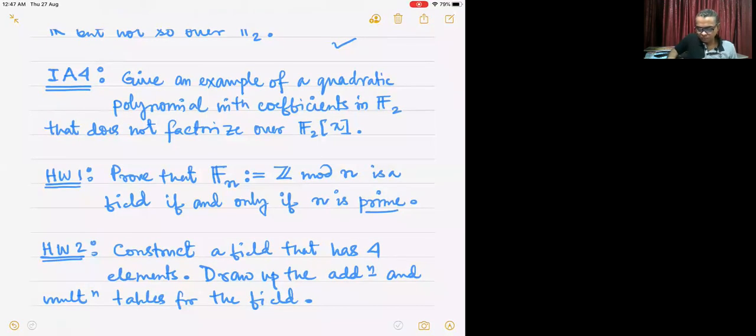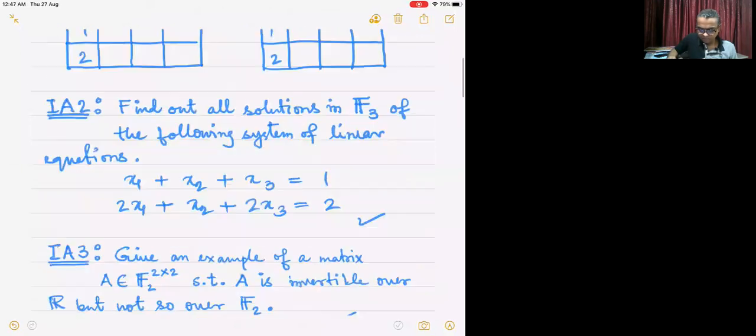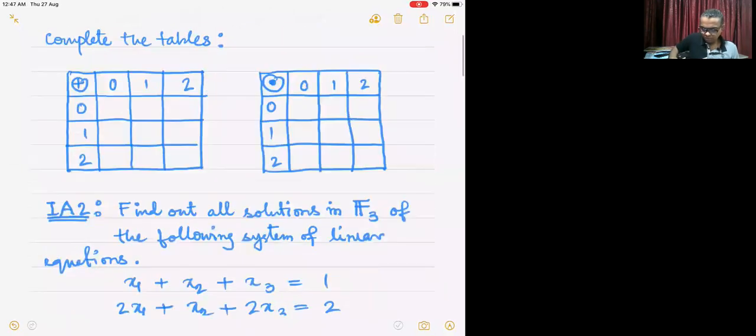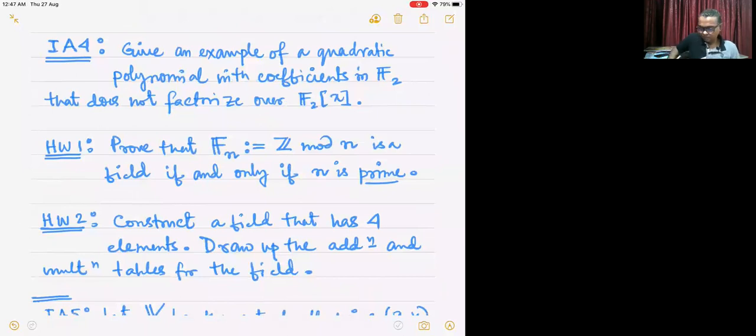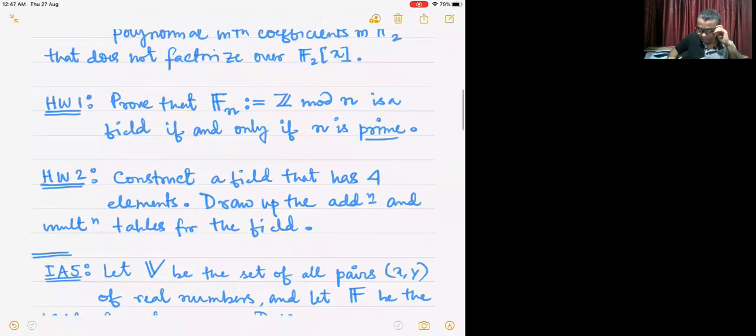And then I will give you some homework problems. This is a homework 1 problem: construct a field that has 4 elements. Draw up the addition and multiplication table. Four elements. Think about it.